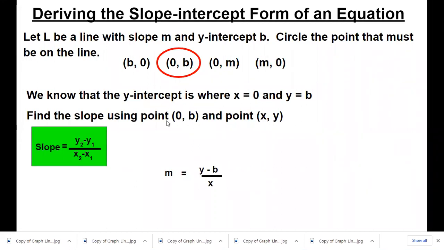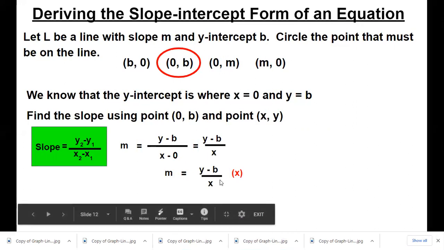So let's see how I did the animations for this. Slope, there's your formula. m is equal to the y2 value, y, minus the y1 value, b, over the x2 value, x, minus the x1 value, 0. Okay, so far so good. What is that equal to? Well, x minus 0 is just going to be x, isn't it? So now we have y minus b over x. So now m is equal to y minus b over x.